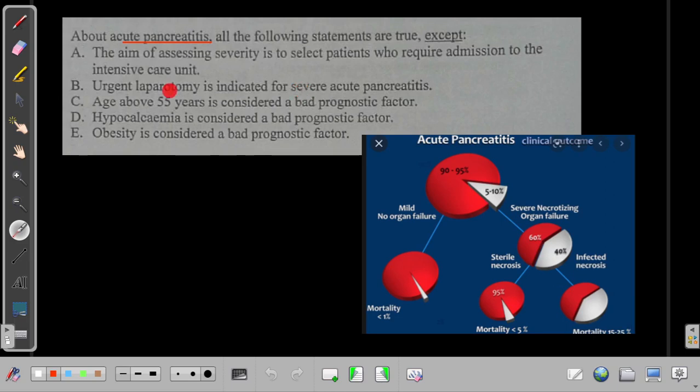This is an untrue statement. Age above 55 years is considered a bad prognostic factor. That is true. Hypocalcemia is considered a bad prognostic factor. That's true. Obesity is considered a bad prognostic factor. That's true.